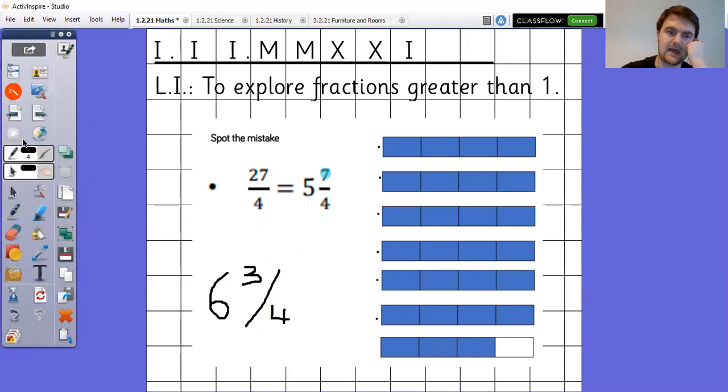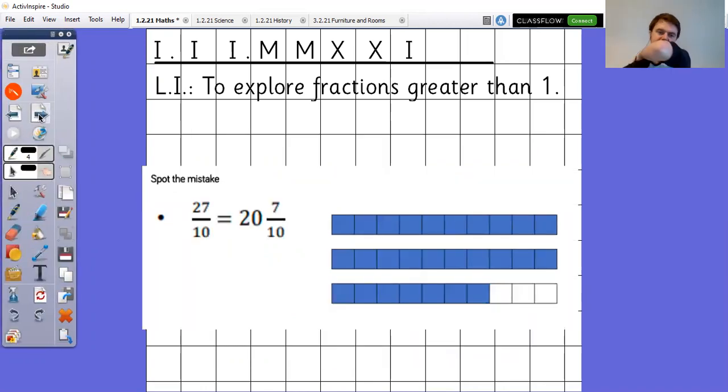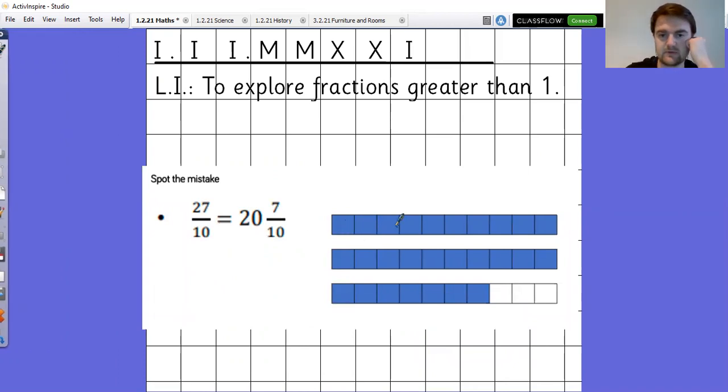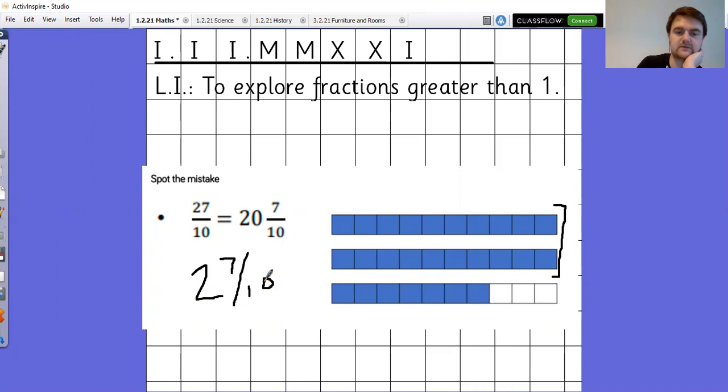And then finally, I believe 27 tenths equals 20 and 7 tenths. So I've got my wholes and they are split into 1, 2, 3, 4, 5, 6, 7, 8, 9, 10 equal parts because that's what the denominator is. 10, 20, 21, 22, 23, 24, 25, 26, 27 of them shaded in. I can see that I've got 1, 2 wholes and then 1, 2, 3, 4, 5, 6, 7 tenths left over. So it should be 2 and 7 tenths instead of 20 and 7 tenths. Hopefully you were able to spot all of those mistakes.